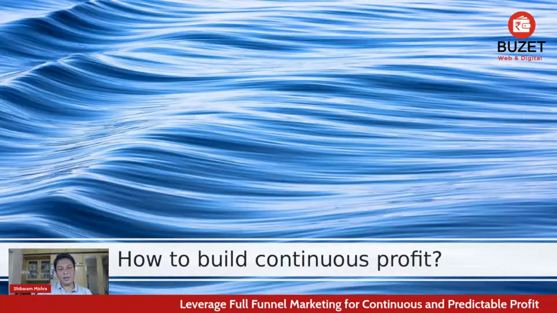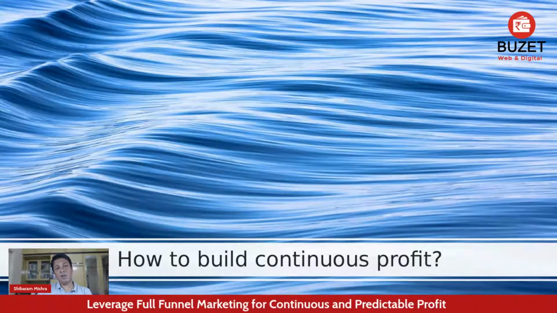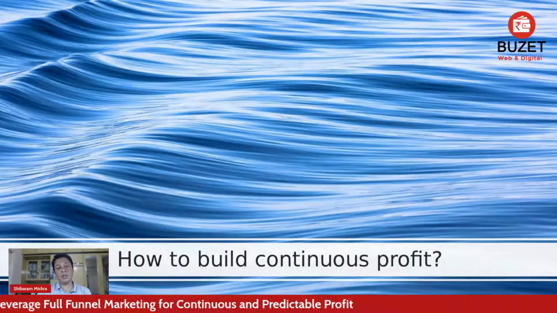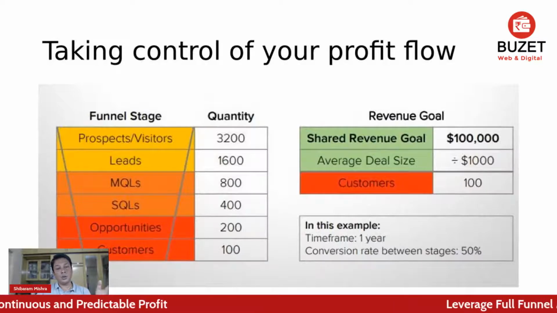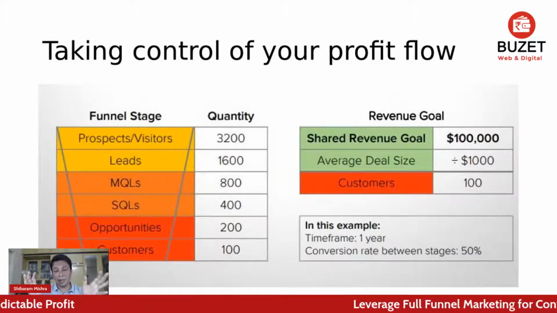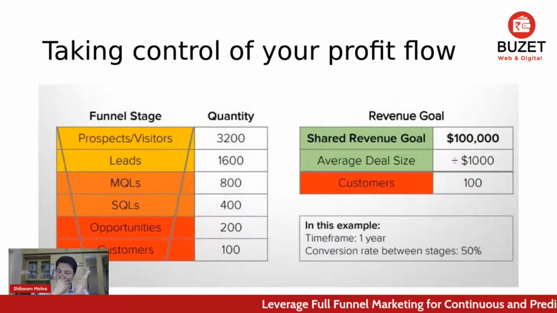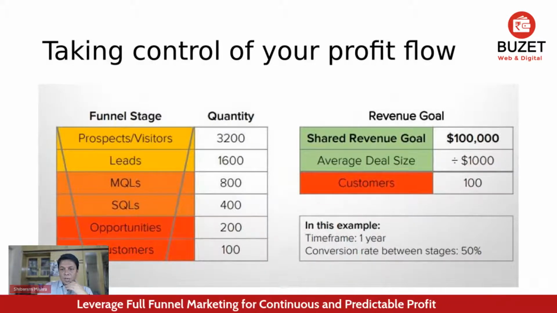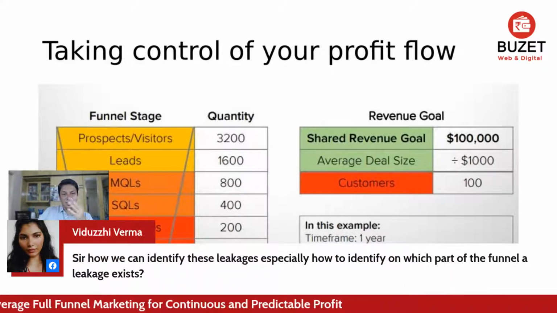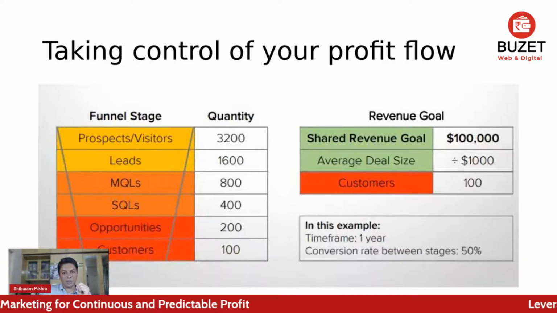So moving ahead, how to build continuous profit? I know now that this is profitable, this will build me profit. So how to get continuous profit like a flow? You can build continuous profit by getting your facts clear. Let us assume that you are asking a question here, how to identify these leakages, right? This is the answer to your question.